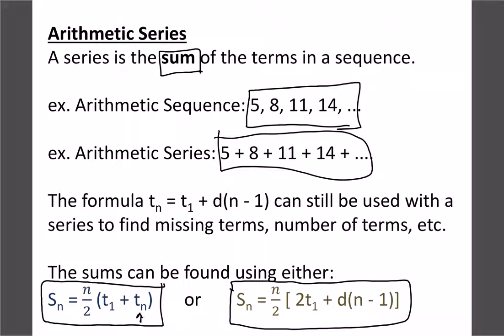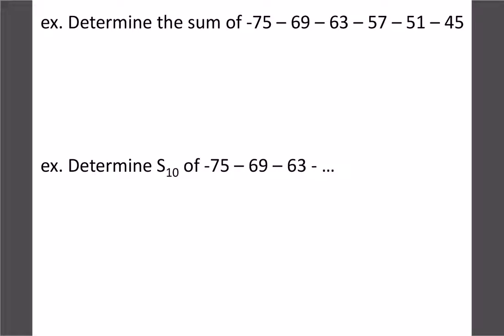But sometimes we don't know the last term, so we can put our t of n formula in. If we put in t1 plus d times n minus 1, you can see that's where that second formula comes from. We find the tn first, plug that in, so we get 2 times t1 in our other formula. So either one works, depending on how the question's given to us. So the first one says determine the sum of all of these numbers. Our formula that we want to use is n over 2 times t1 plus tn.